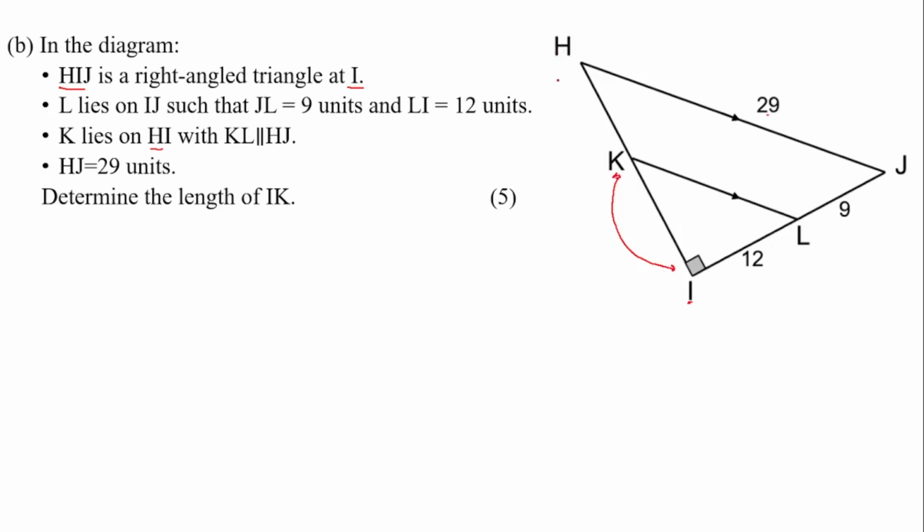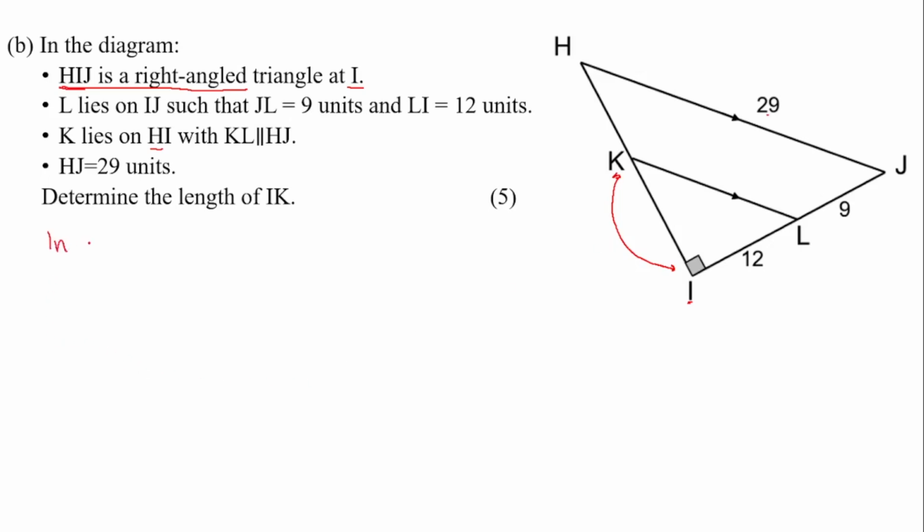We'll need to find the length of HI first. And then after getting the length of HI, we can then use the proportionality theorem. Okay. Right. How can we find the length of HI? What we're given here, HIJ is a right angled triangle. When you're given a right angled triangle, always think of the Pythagoras theorem. So we can use the Pythagoras theorem to find what? To find HI. Let's do that.